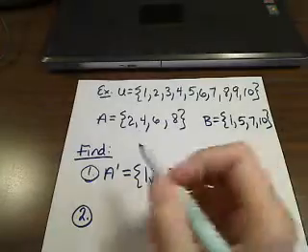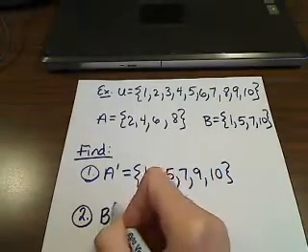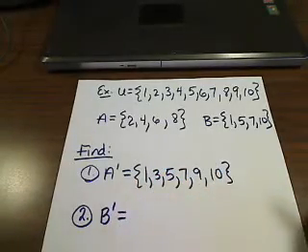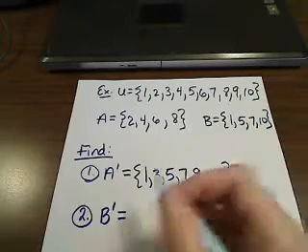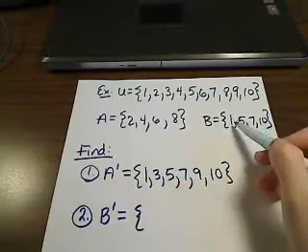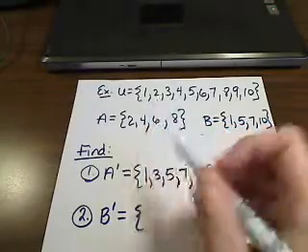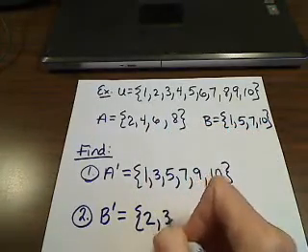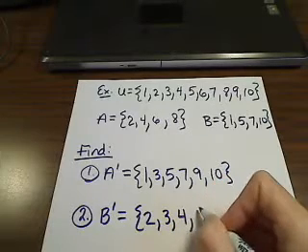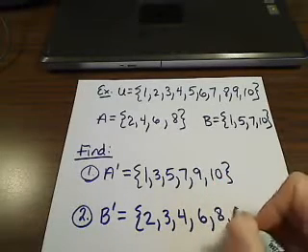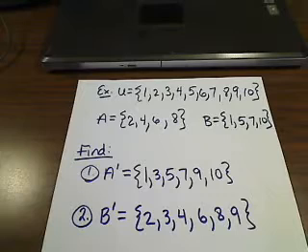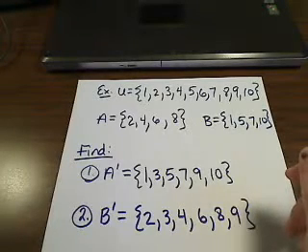In the second one here, why don't we identify B complement? B complement is going to look like this. We have the 1, so 1 is an element, and we want everything that's not. So we have 2, 3, 4, 6, 8, and 9. Okay, so the idea of complement is relatively basic.